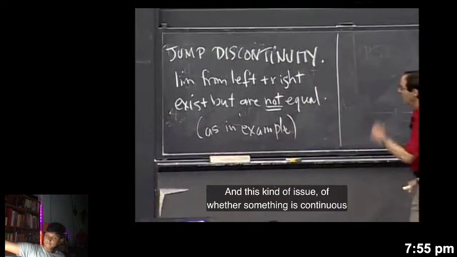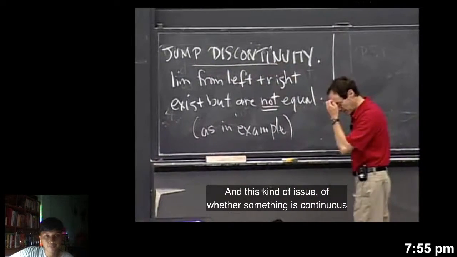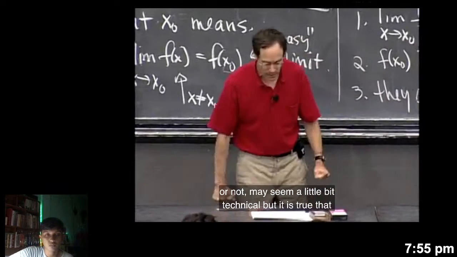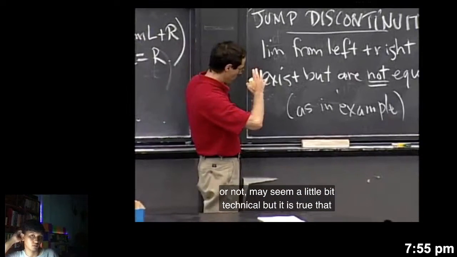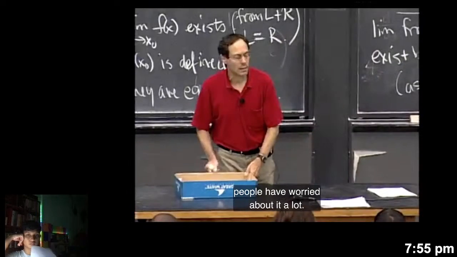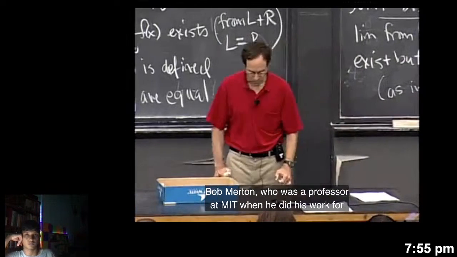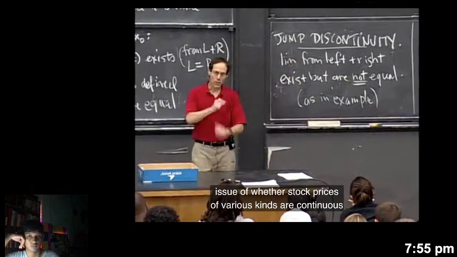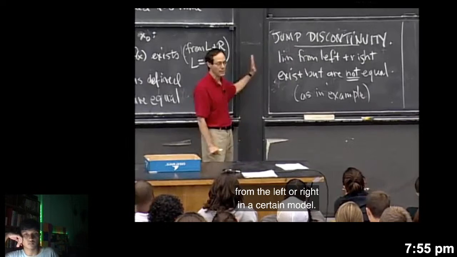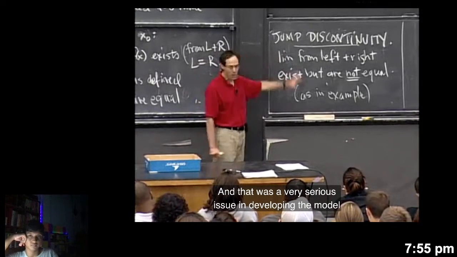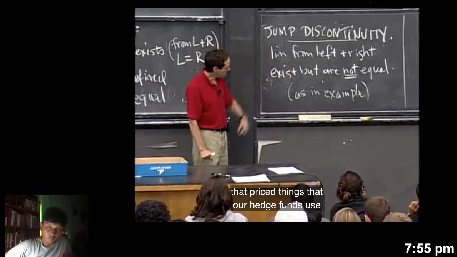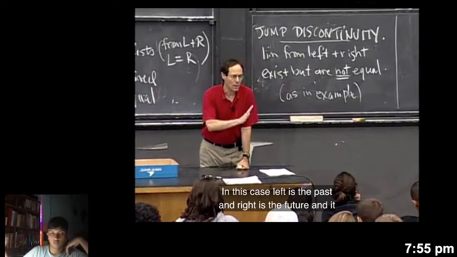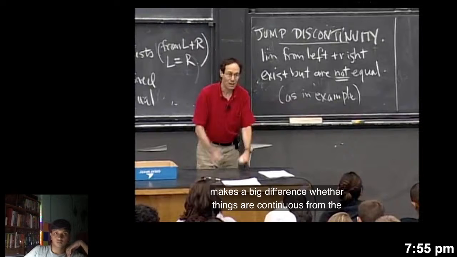This issue of whether something is continuous or not may seem a little bit technical, but people have worried about it a lot. Bob Merton, who was a professor at MIT when he did his work for the Nobel Prize in economics, was interested in this very issue of whether stock prices of various kinds are continuous from the left or right in a certain model. That was a very serious issue in developing a model that priced things that hedge funds use all the time now. So left and right really can mean something very different. In this case, left is the past and right is the future. And it makes a big difference whether things are continuous from the left or continuous from the right.